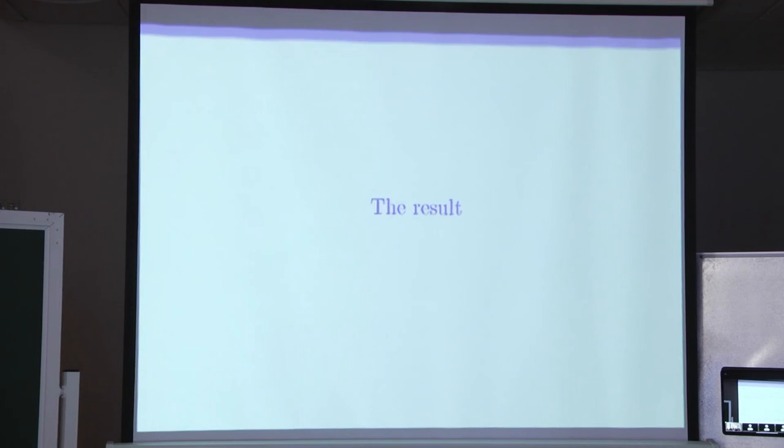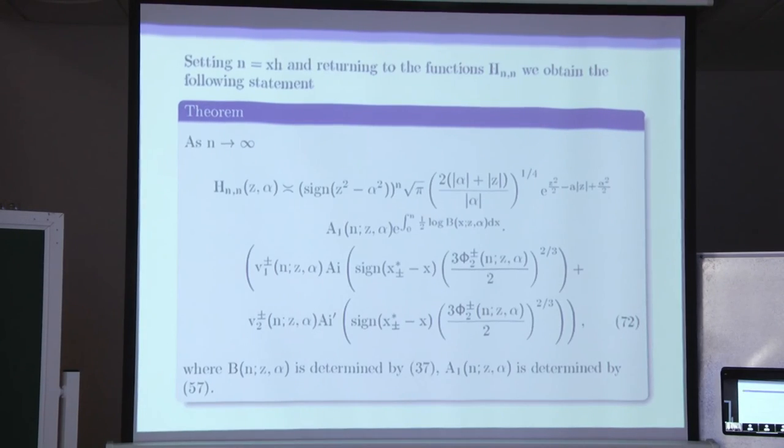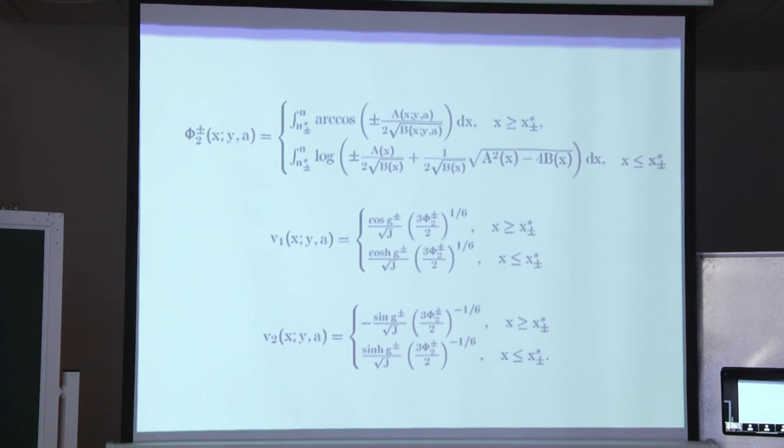So after that, I can present the result. Here it is. Here are the asymptotics. It's global. It's in some sense a uniform asymptotics. It contains only the Airy function Ai and the Airy function derivative Ai prime. And here are the expressions which are used in this asymptotics.